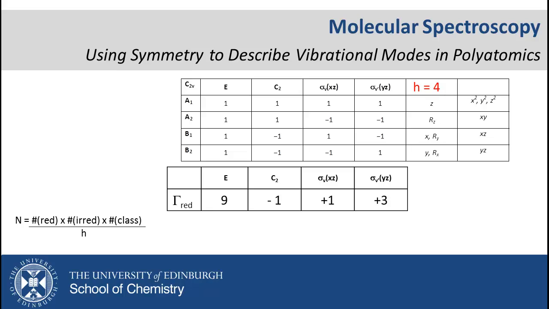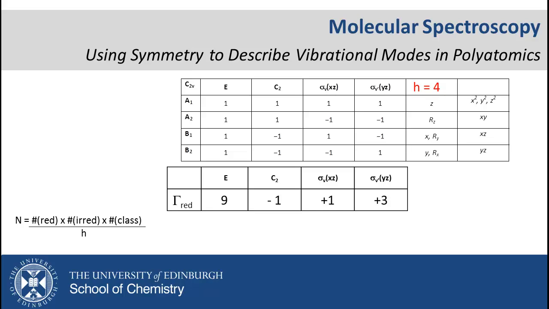We can say that the number n of each irreducible representation can be obtained by multiplying the character of the irreducible representation by the character in the reducible representation by the number in front of the class, all divided by the order of the group h. This sounds more complex than it really is.